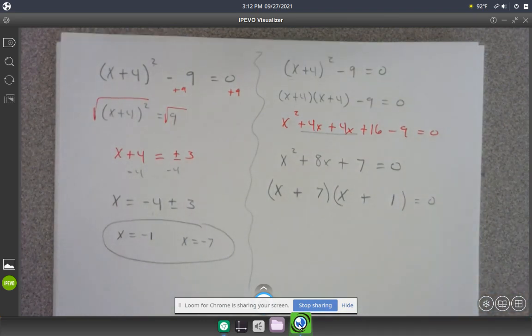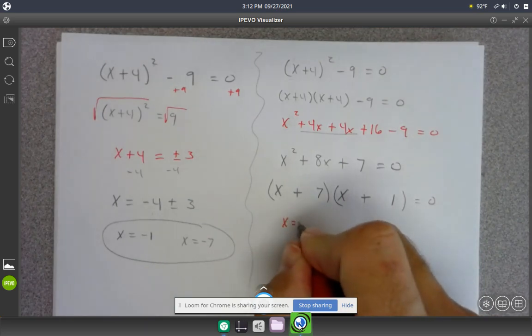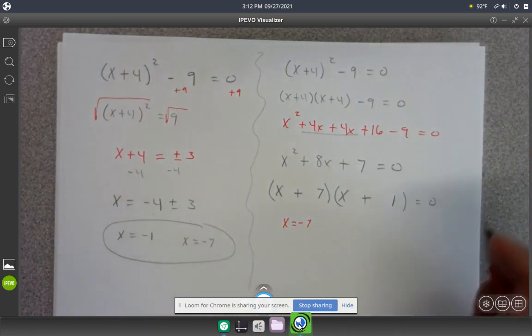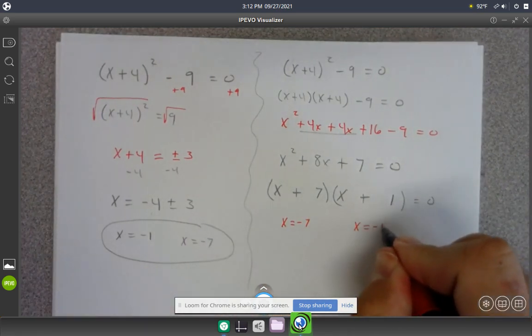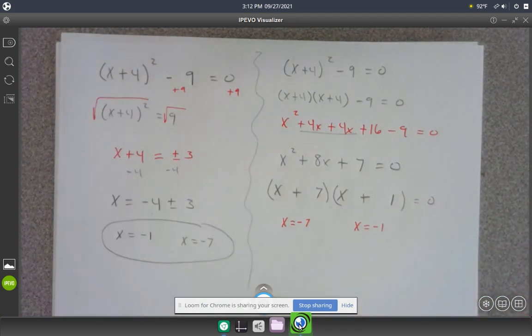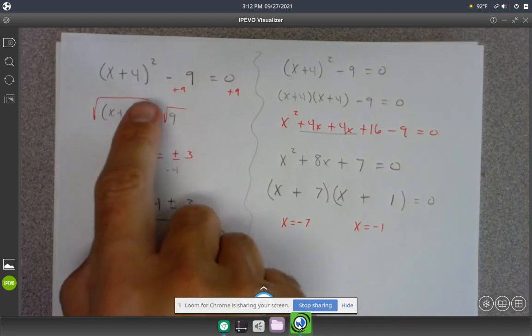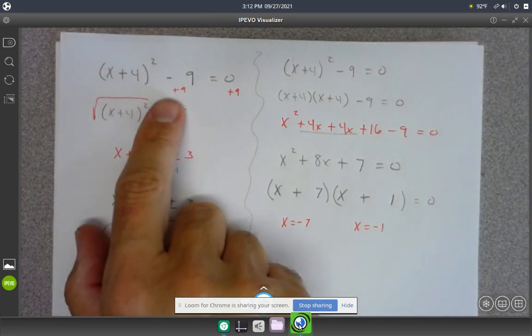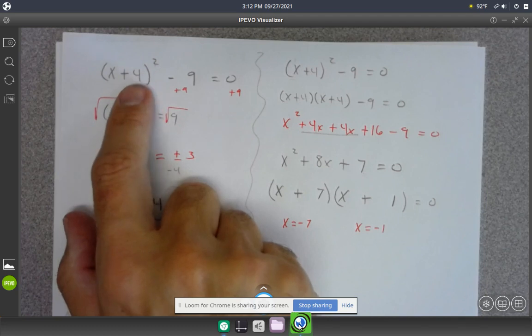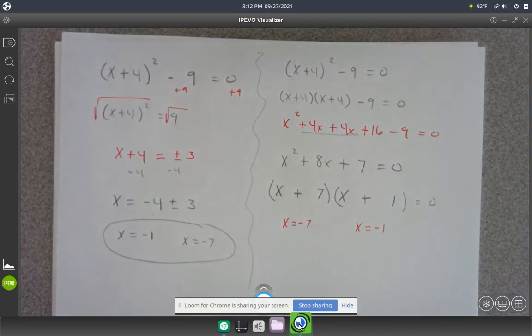There we go. Now that it's factored, we can easily tell what our answers are going to be. x is equal to negative 7, bam, and x is equal to negative 1. Both of these methods each have their advantages and disadvantages. This one is a very nice method to use, but the only reason we can do it is because we were doing something multiplied by itself. We had that quantity raised to the second power.